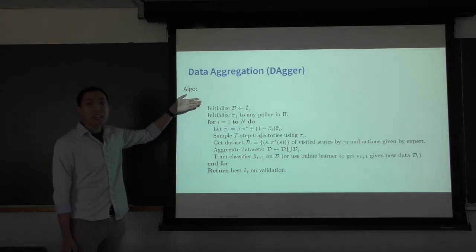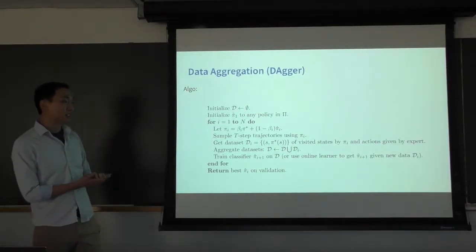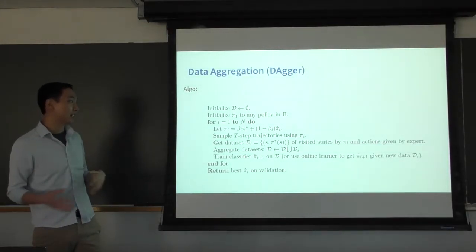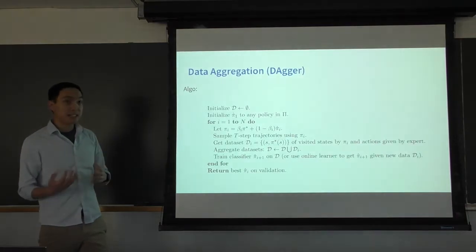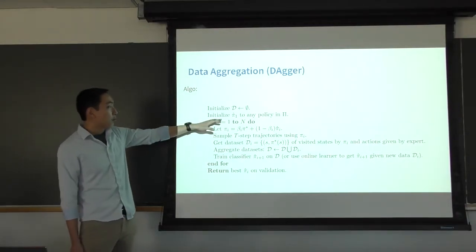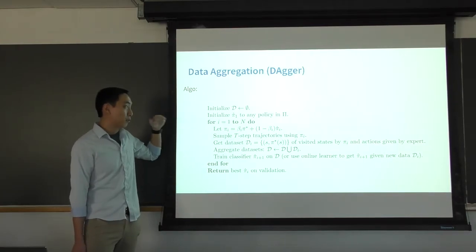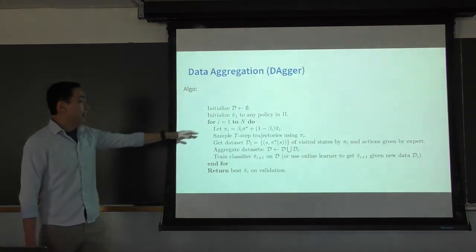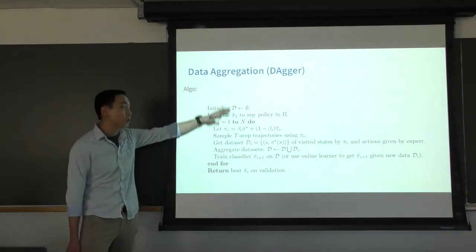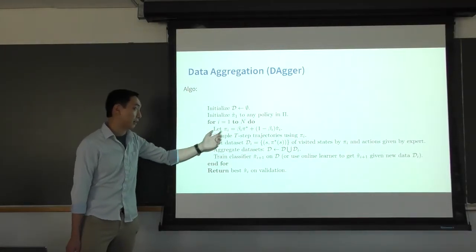So you initialize an empty set D. So this is simply a list, a container, a dictionary for the data that you collect. And you start off with a random policy. And in the neural net case, random weights. And n is simply how many times you do this, how many times you collect data.